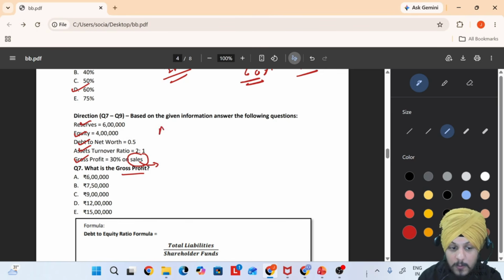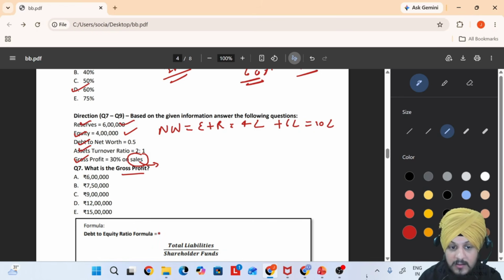First of all, we are going to calculate the net worth. And what is net worth? Net worth is equity plus reserves. And what is the equity that has been provided over here? It is 4 lakh. So it is going to be 4 lakh plus, what about reserves? It is 6 lakhs. So 4 lakh plus 6 lakh is going to be 10 lakh. This is the net worth.